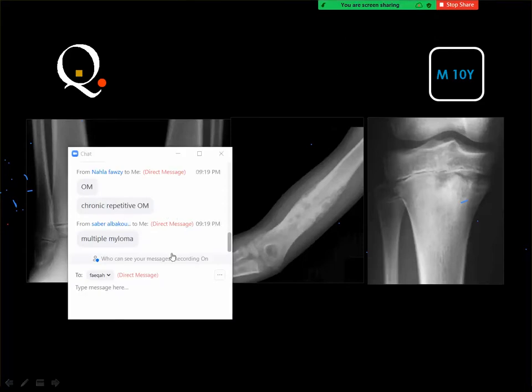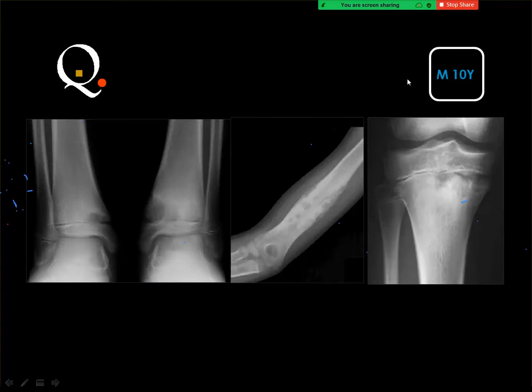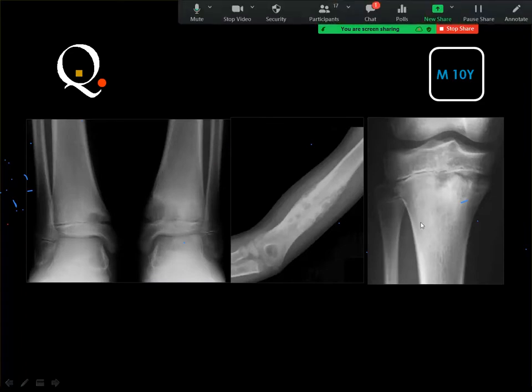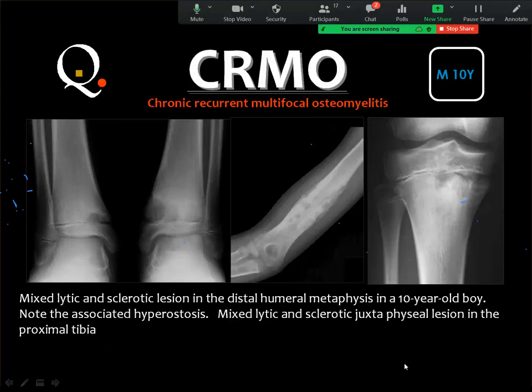Chronic repetitive osteomyelitis and another possibility multiple myeloma. Then if you look carefully at the age of the patient, this is not the age of myeloma, and also these are not the locations of myeloma, but the first answer was right, where you get some erosive changes associated with sclerotic bone reaction, especially in the tibia, especially in the proximal part. Sometimes it can affect the proximal humerus, and the diagnosis is chronic recurrent multifocal osteomyelitis.